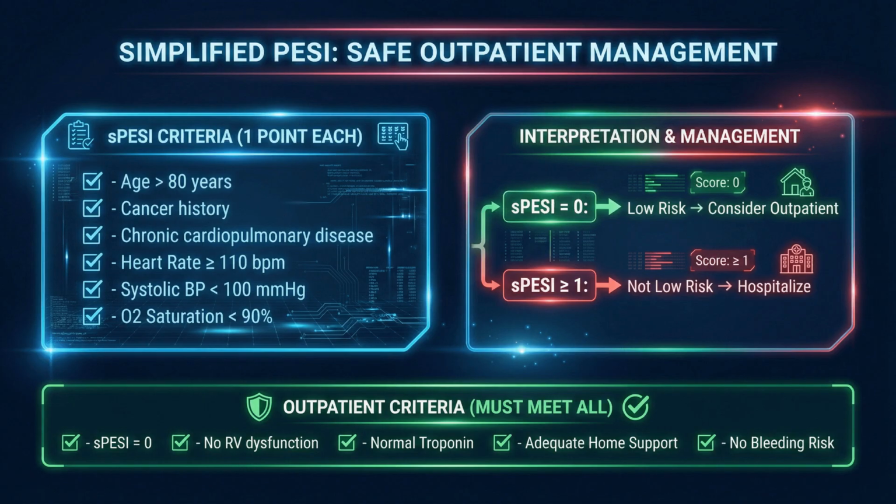We must also ensure there is no right ventricular dysfunction on imaging, normal troponin levels indicating no myocardial injury, adequate home support to ensure compliance and safety, and no significant bleeding risk that would contraindicate anticoagulation. By integrating SPESI with these additional criteria, we can confidently identify patients who may avoid hospital admission, improving resource utilization and patient comfort without compromising safety.